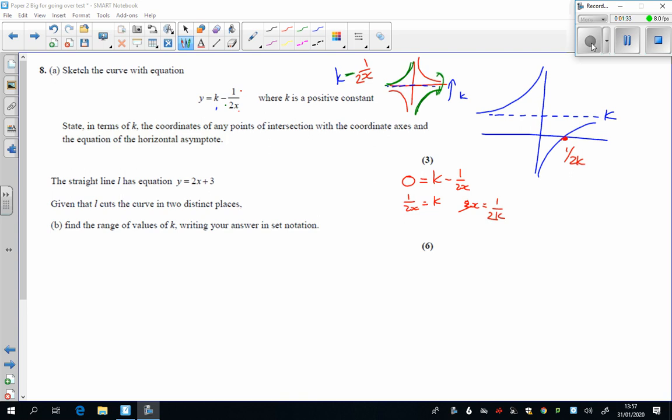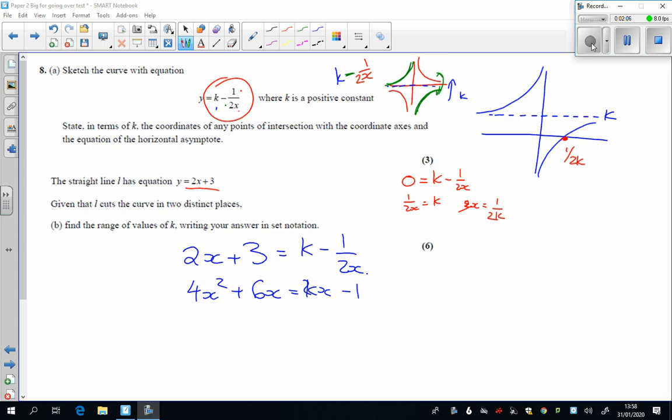Now we've been told a straight line, y equals 2x plus 3, meets this thing here in 2 places. Well, let's put it meeting it first of all before we get too far. 6 marks for this. So I'm putting 2x plus 3 equals k minus 1 over 2x. So let's try and do some algebra to this to make it look nicer. Don't like the fractions, so I'm going to times everything by 2x. So 4x squared, I've got 6x, I've got 2kx minus 1.